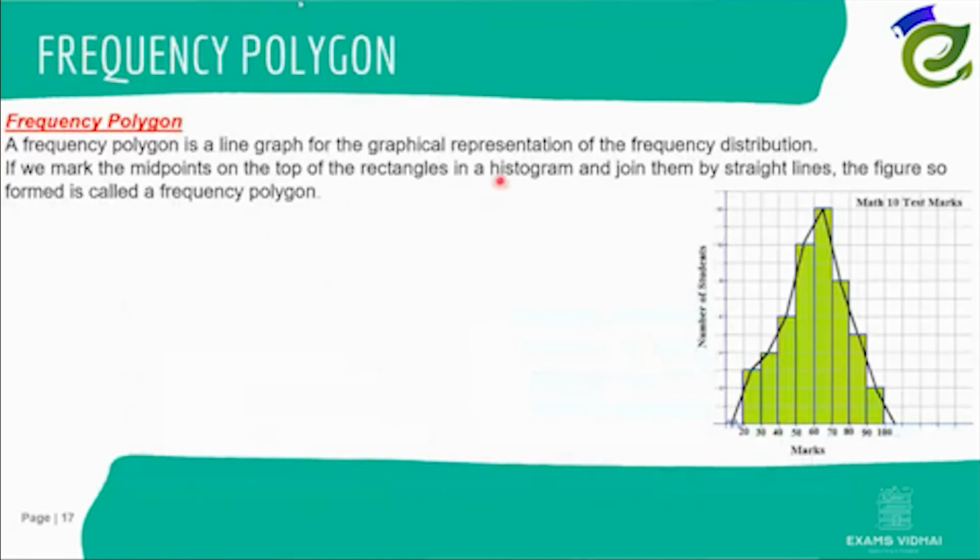Frequency polygon. A frequency polygon is a line graph for graphical representation of the frequency distribution. For drawing a frequency polygon, you first construct a histogram, then mark all the midpoints of the rectangles of the histogram and then connect them with a scale. Then the line graph which you get can be called a frequency polygon. Frequency polygon is also an example of how grouped data can be represented.